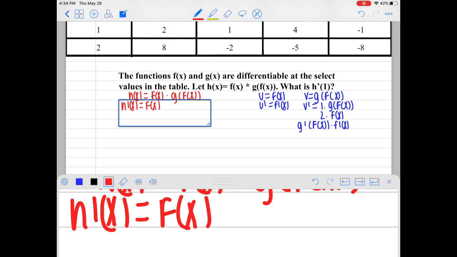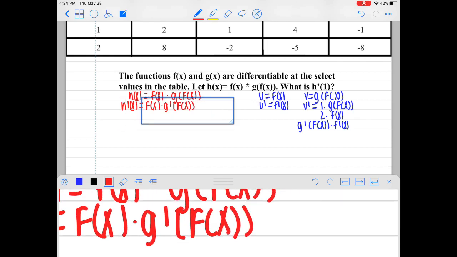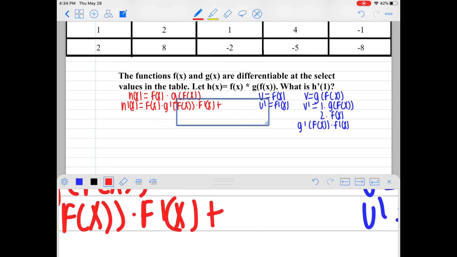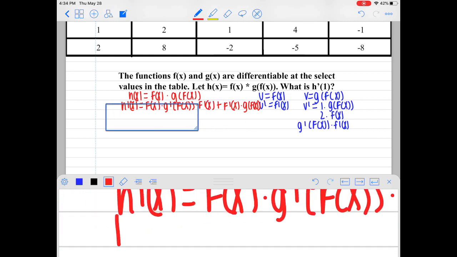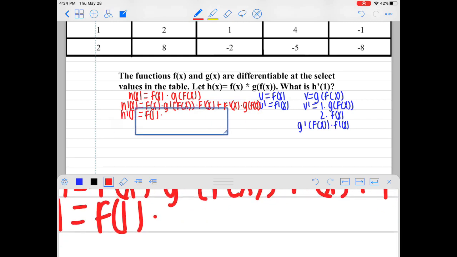So that is the first function, which is f of x, multiplied by the derivative of the second function, which is g prime of f of x times f prime of x, and then add that to the derivative of the first function, f prime of x, times the second function, g of f of x. And then it's asking for h prime of 1, so we're just going to plug in 1 for all of the x values as shown.